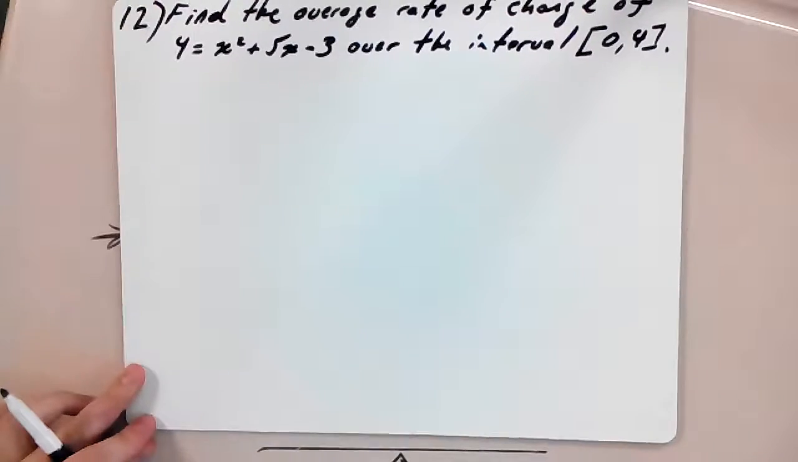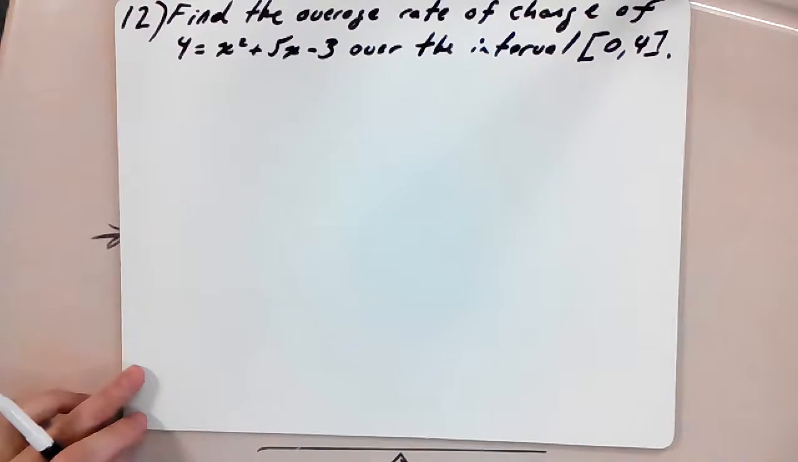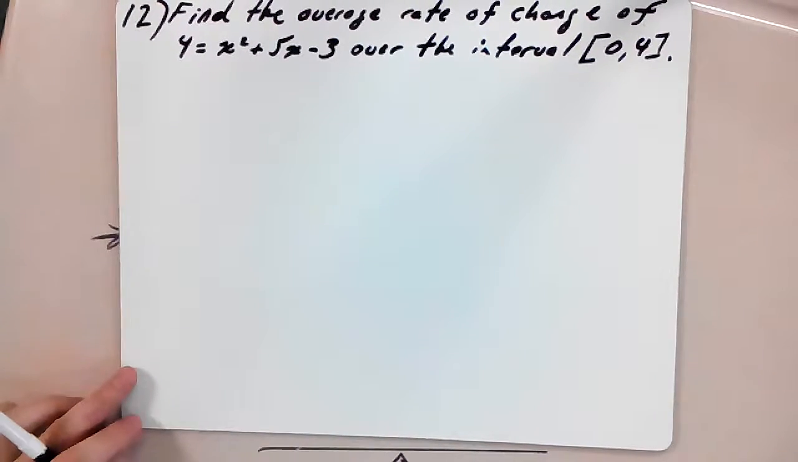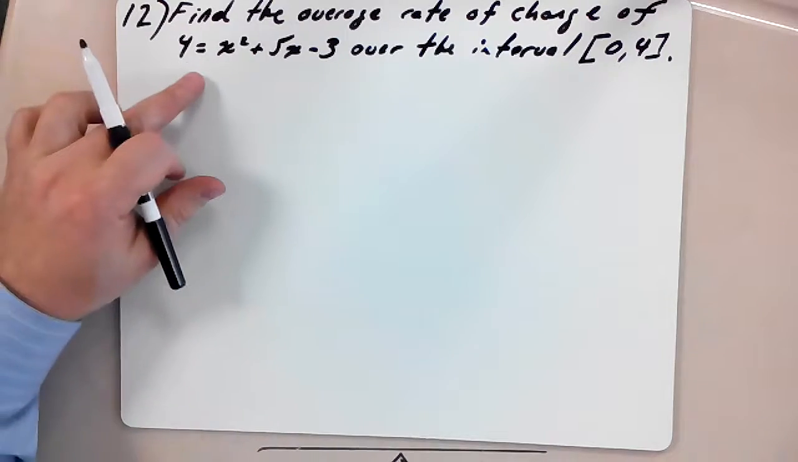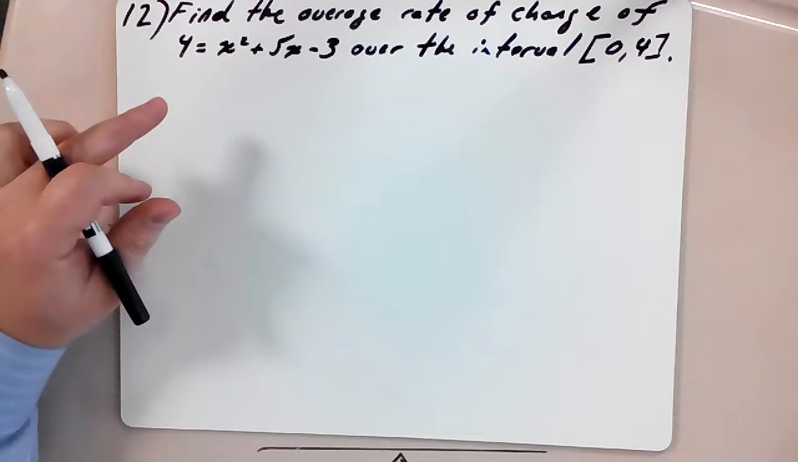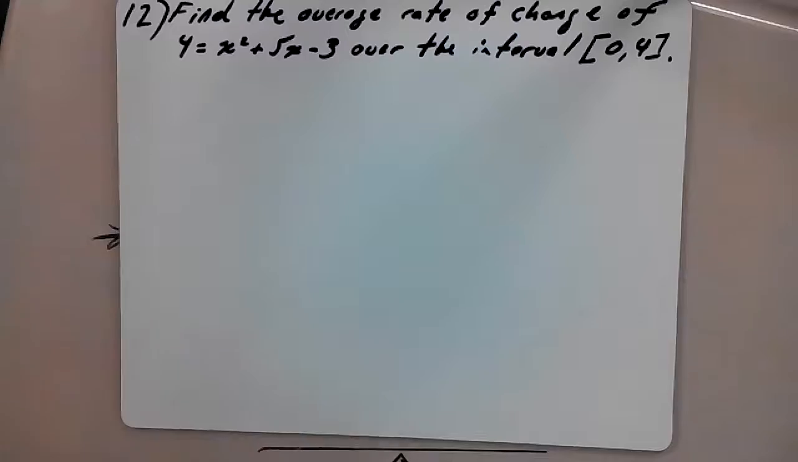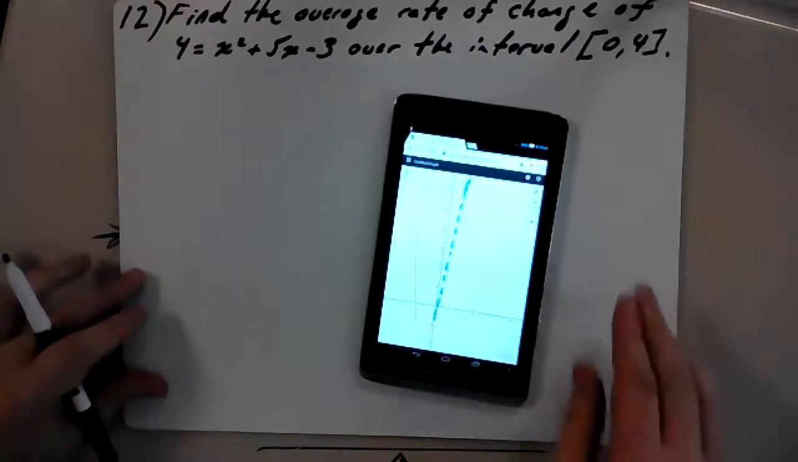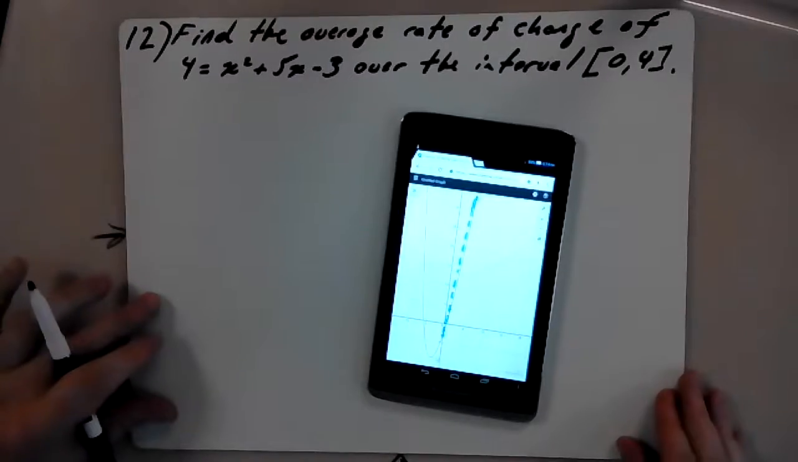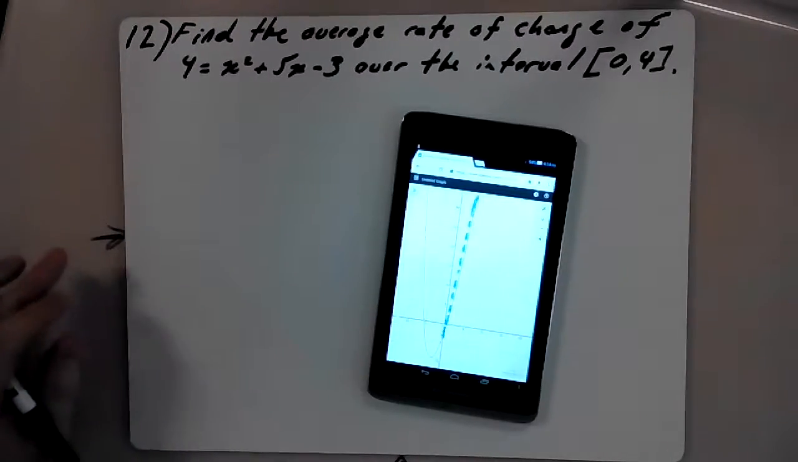All right, let's take a look at the next one. The next one's going to require a little bit of discussion. Here's this. So it wants me to find the average rate of change of this function over the interval 0, 4. So let's take a look at what that means. Hoping you guys can see that.